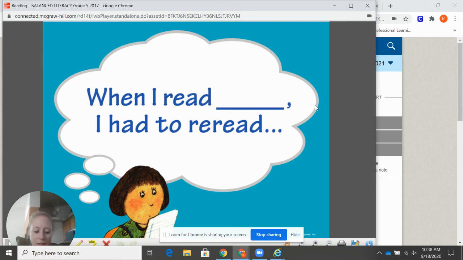So I think the family is worried because there's a hurricane coming. They're kind of worried about their grandpa. So for today, while you're reading, I want you to go back and reread when you don't understand something.